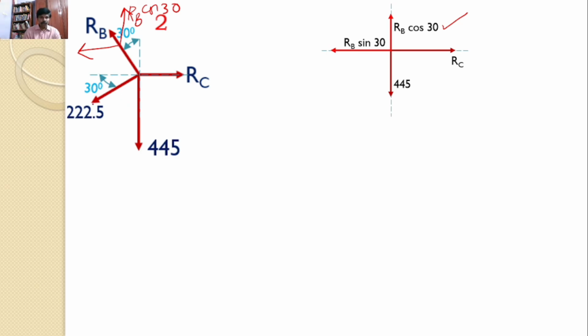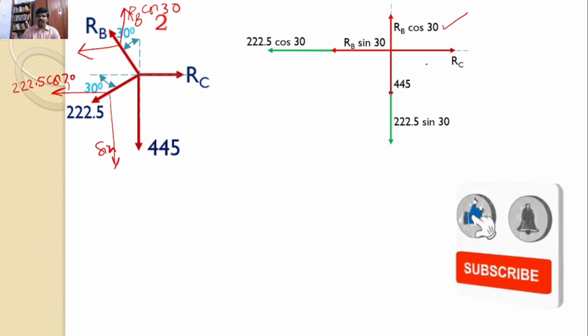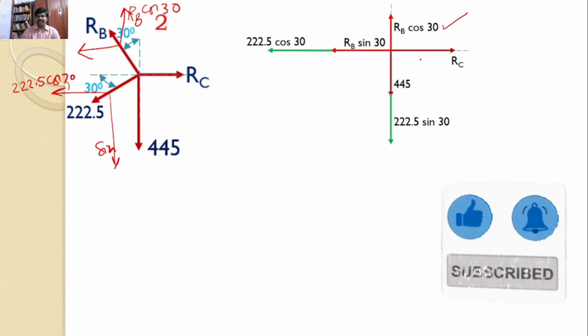Similarly, the 222.5 makes an angle of 30 degrees with the horizontal. So this force you can resolve along the x-axis and y-axis like this. This makes an angle of 30 degrees with the horizontal, hence the horizontal component is the cos component, the other component is the sine component. Now look at this, the horizontal component of 222.5 is 222.5 into cos 30 and the vertical component is 222.5 into sine 30. Now we have resolved all the forces along the x-axis and y-axis.